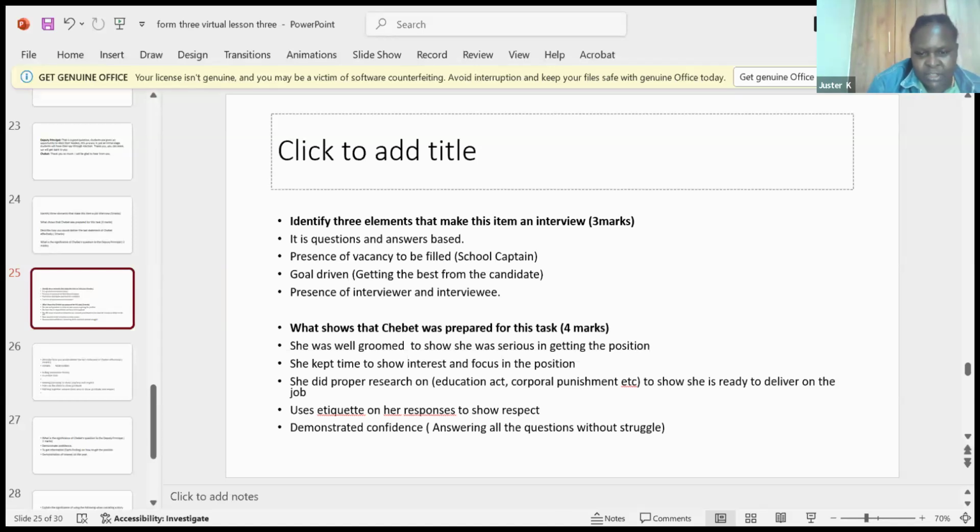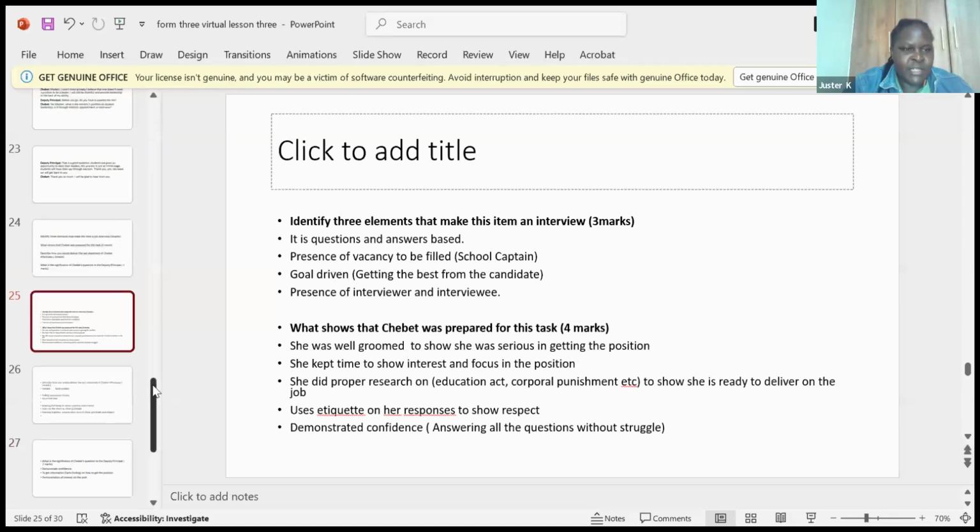Please mark those answers for yourself and we'll see who will have gotten 3 out of 3. Begin with the first question. Identify 3 elements that make this item an interview. It's question and answer based. Presence of vacancy to be filled, that is school captain. It's goal driven, getting the best from the candidates. Presence of the interviewer and interviewee.